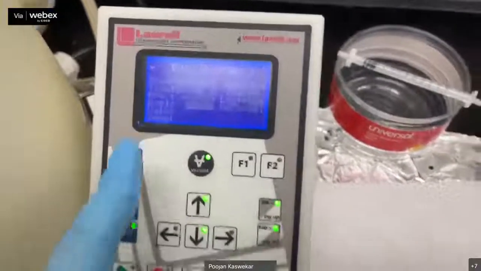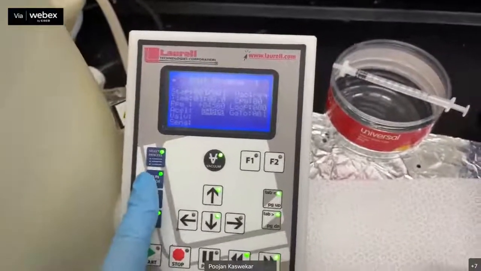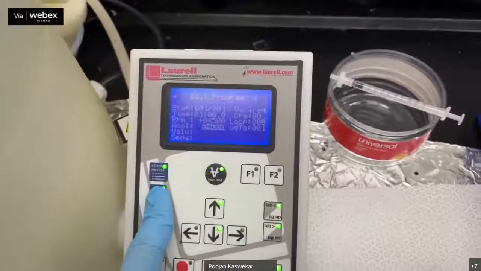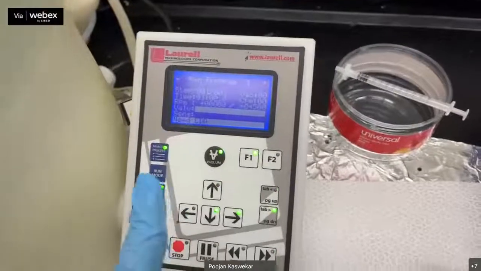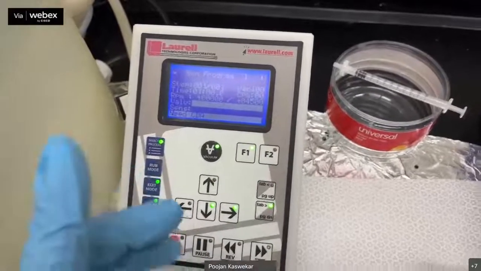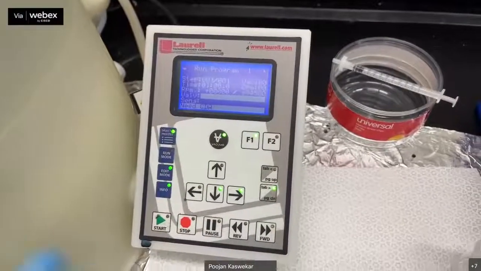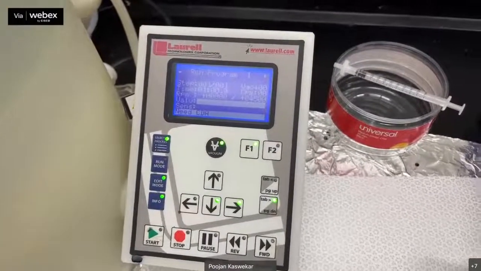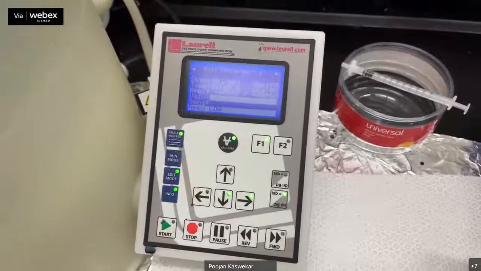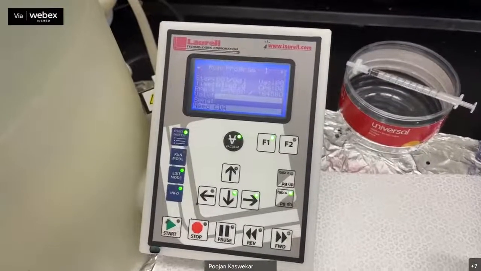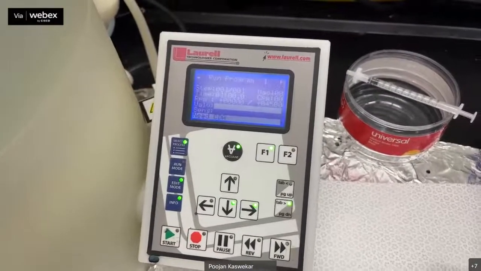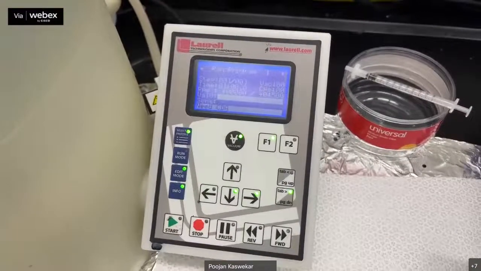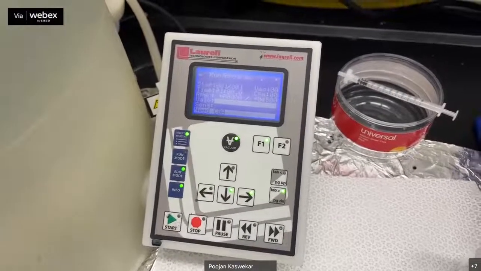So this is edit mode. You can change the numbers, the RPM and the time. Usually we keep the PEDOT the same, but when we do other layers, if we want to change the thickness, we can either increase the spinning speed or decrease the time. So we will change these settings depending on what we need for the fabricating.